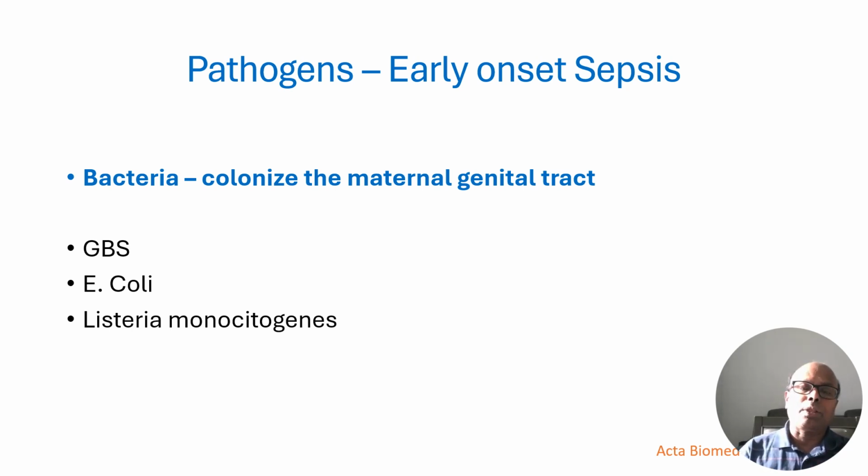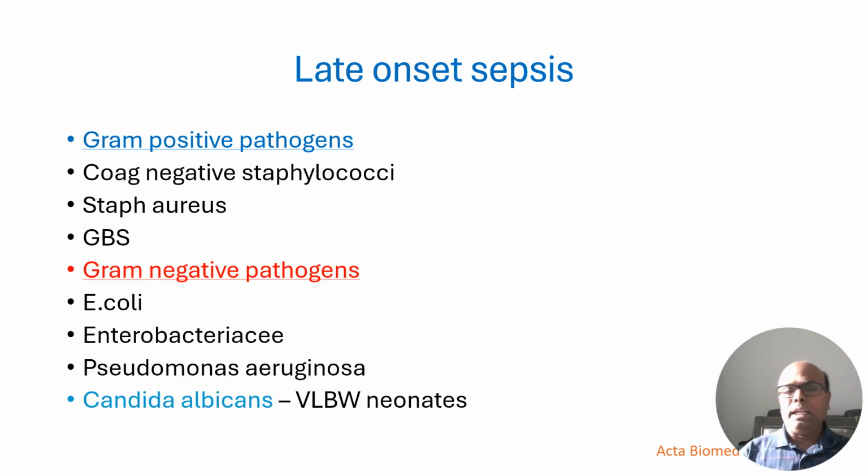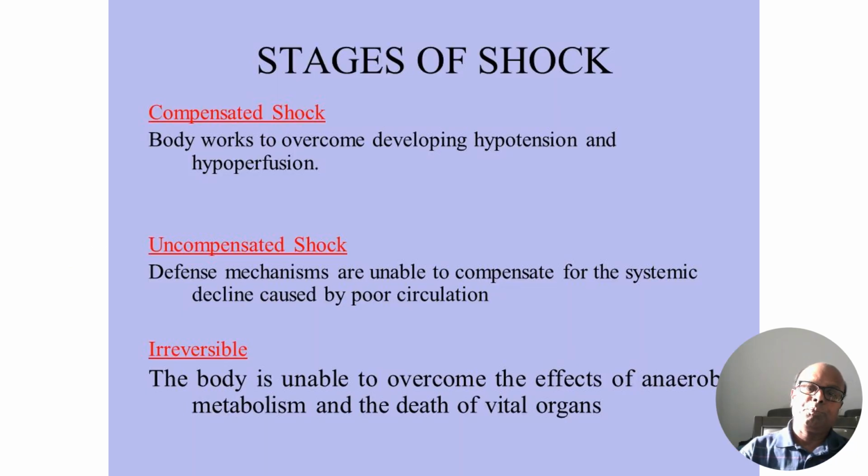In early onset sepsis, the pathogens commonly come from the maternal genital tract, like group A, group B streptococcus, E. coli, and listeria. In late onset sepsis, the organism can be gram-positive, gram-negative, or fungus. Gram-positive pathogens are such as coag-negative staph, Staph aureus, and group B streptococcus. Gram-negative pathogens are E. coli, enterobacter, pseudomonas, and Candida albicans, especially in very low birth weight neonates.